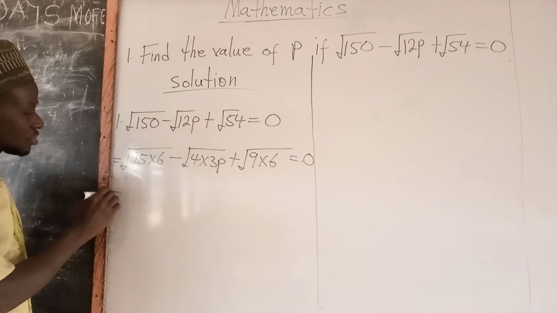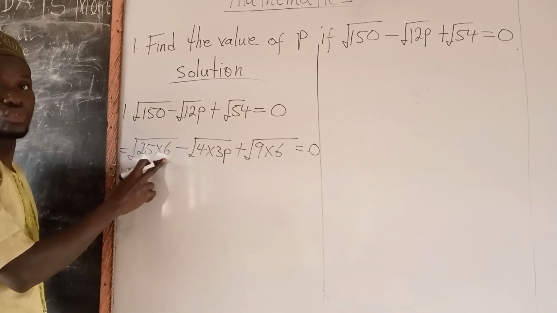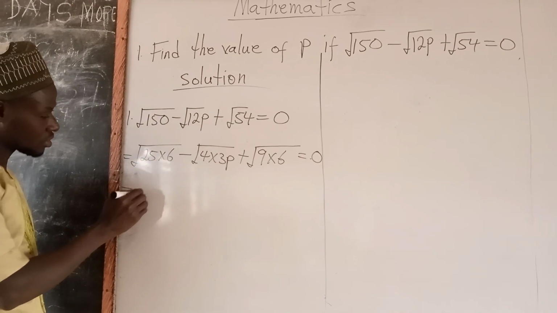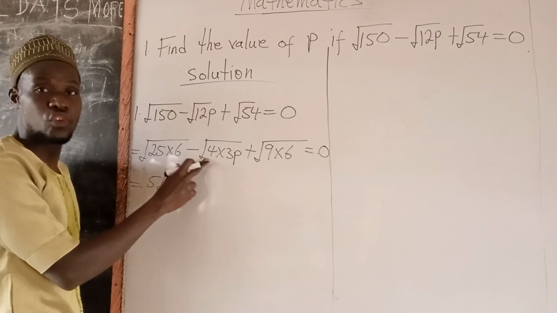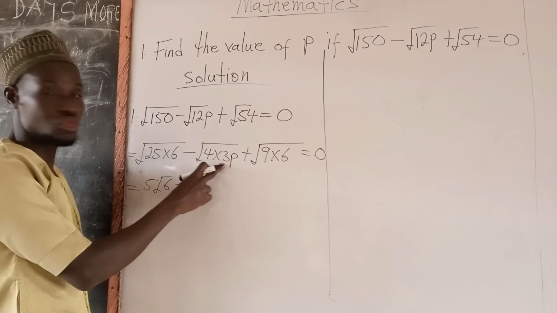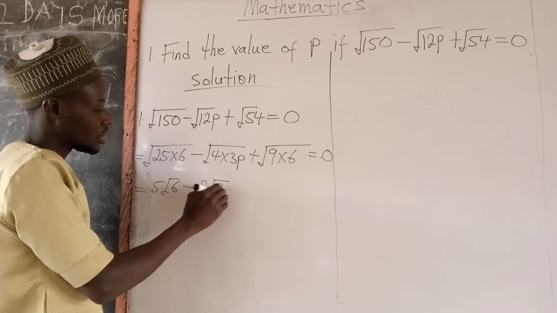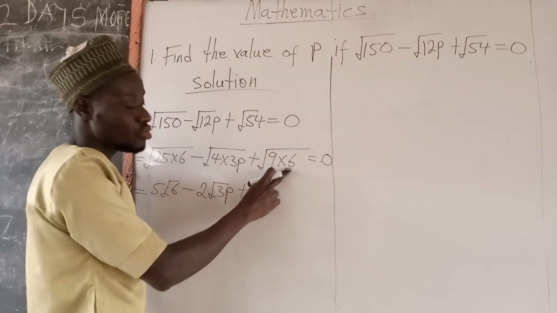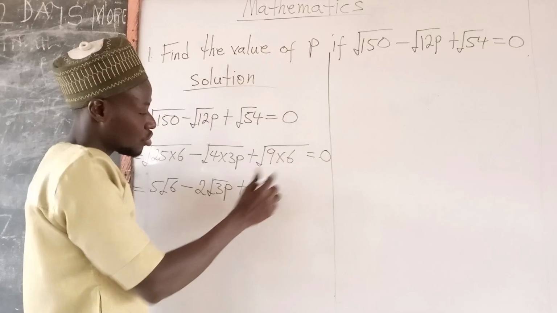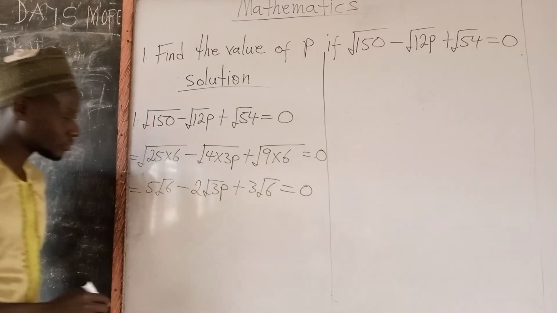Now, having done this, we continue. Root 25 will give you 5, leaving root 6. So it will be 5 root 6. So 5 root 6 minus root 4 will give you 2, leaving root 3p. So 2 root 3p plus root 9 will give you 3, leaving root 6. So it will be 3 root 6. So 3 root 6 is equal to 0.